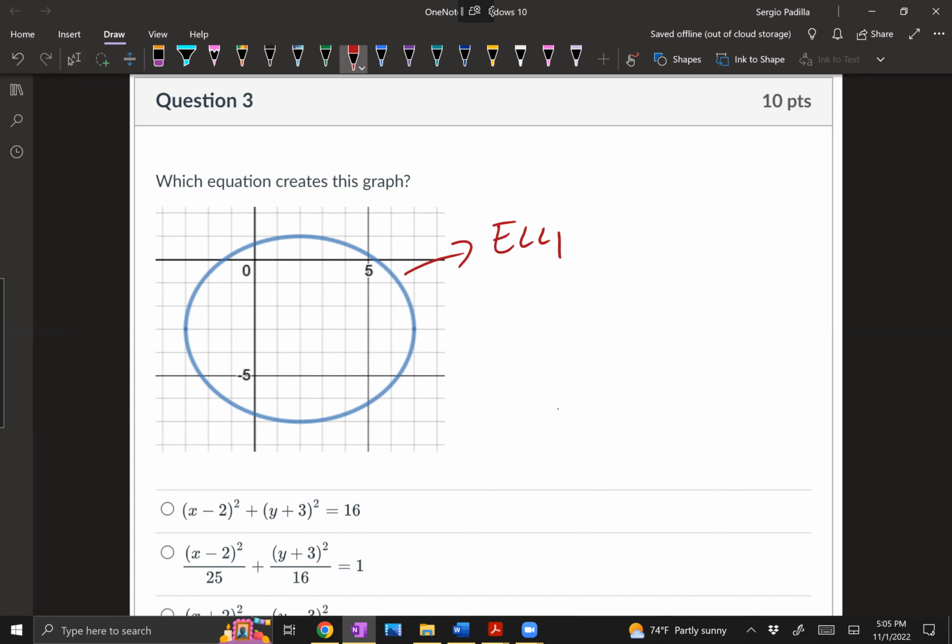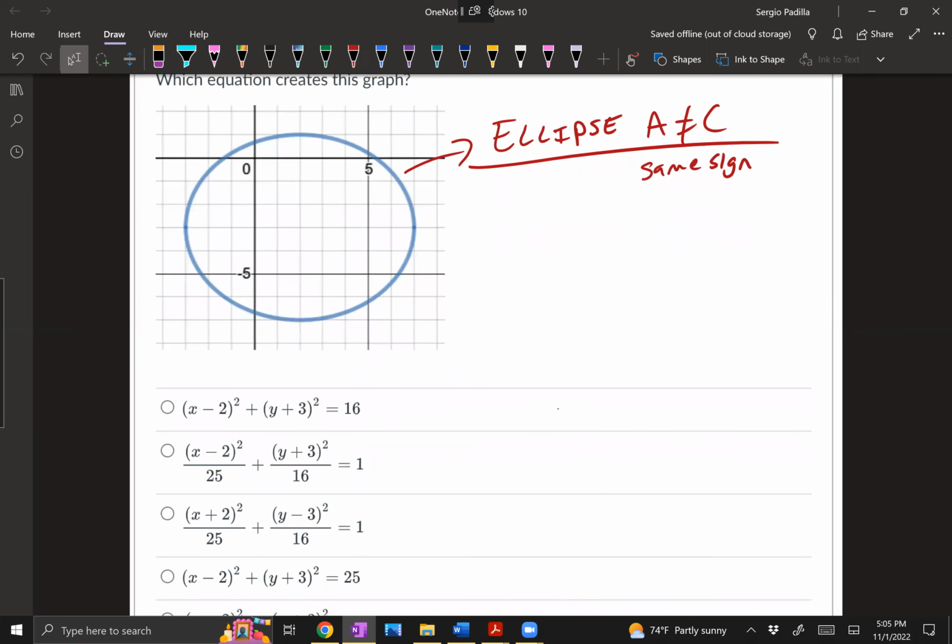Now, in the ellipse, remember what we just said, right? I'm going to show you exactly how you can use what I just taught you. In the ellipse, A is not equal to C, but they have the same sign, right? So let's see if we can eliminate anything. Like I said, process of elimination is going to be helpful here.